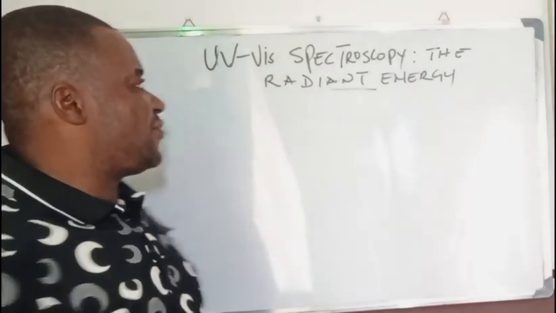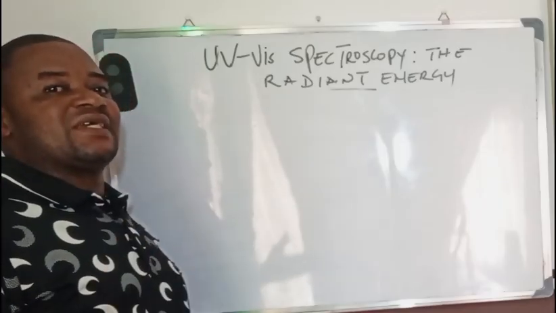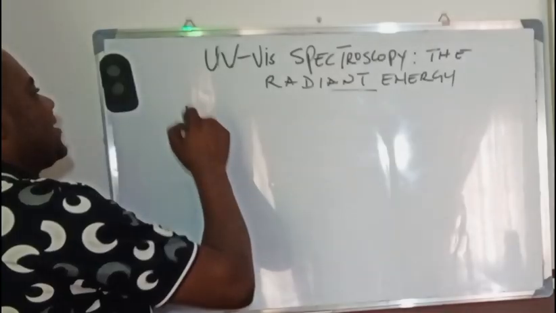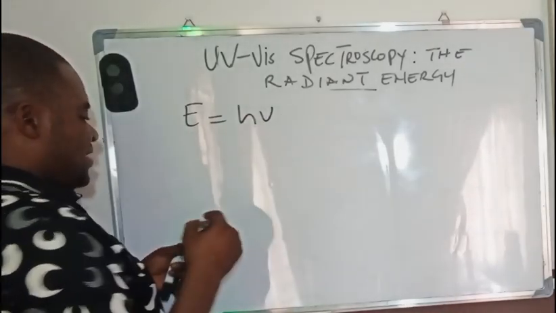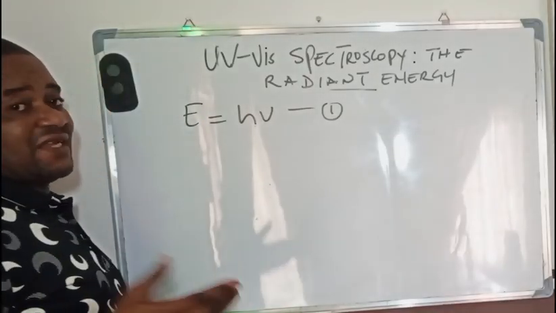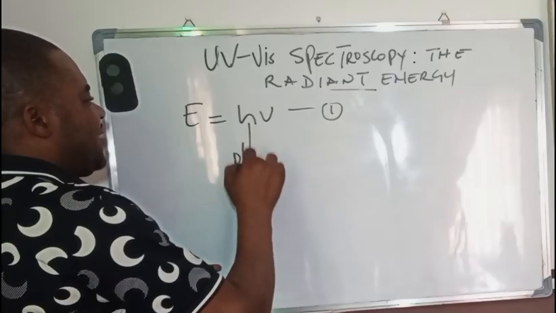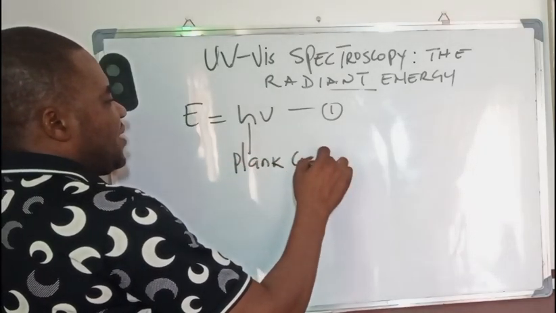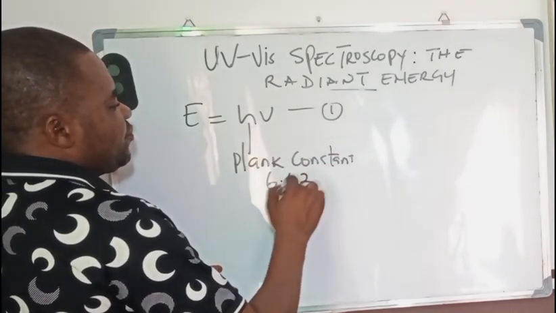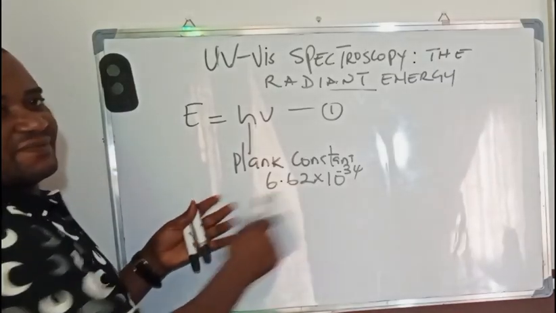Now let us see how we can determine the radiant energy, which we say is the energy transmitted as electromagnetic radiation. Now, know that E is equal to hν, and this equation is simply an electromagnetic radiation equation that defines energy. Here E is energy, and h is the Planck constant. The Planck constant is given as 6.62 times 10 to the power minus 34. You must know this value.